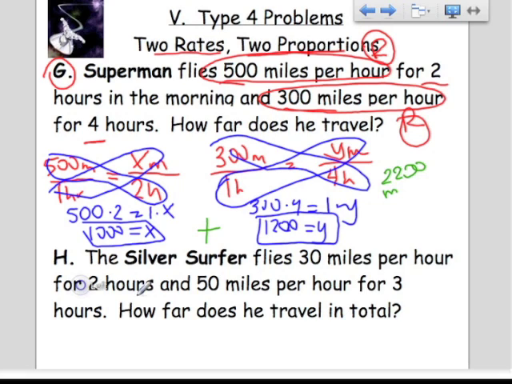Now you cross multiply and divide. 30 times 2, that's just 60, equals 1 times x, that's just x. In the first part of the day, he goes 60 miles. 50 times 3, that's really 150, equals 1 times y, that's really y. In the second part of the day, he goes 150 miles. And in total, that means he goes 210 miles that day. And that would have been the solution. Hope you got that right.